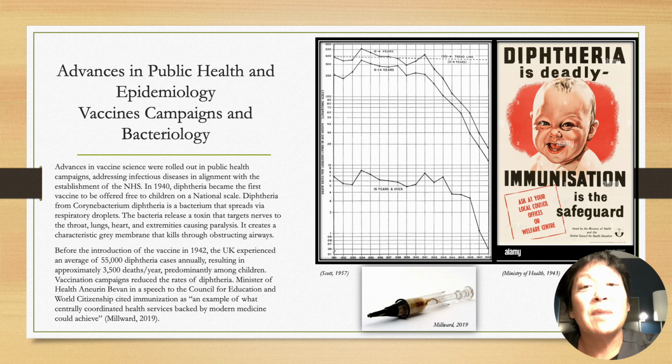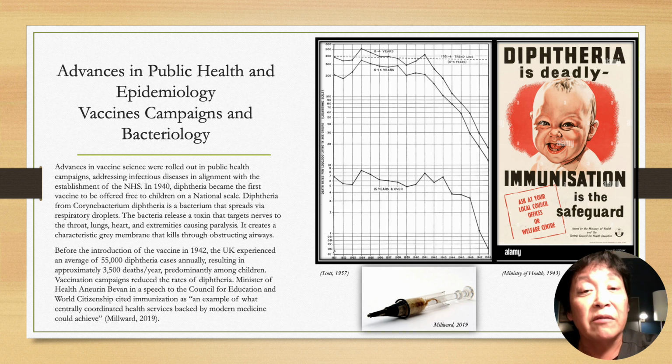Advances in public health and epidemiology, vaccine campaigns, and bacteriology. Advances in vaccine science were rolled out in public health campaigns addressing infectious diseases in alignment with the establishment of the NHS. In 1940, diphtheria became the first vaccine to be offered free to children on a national scale.